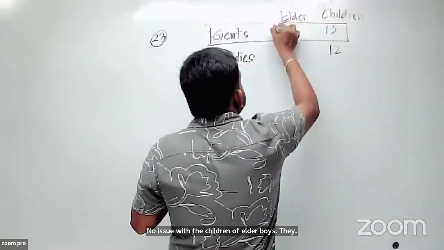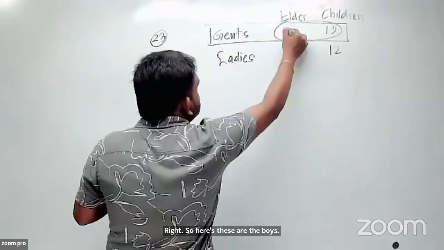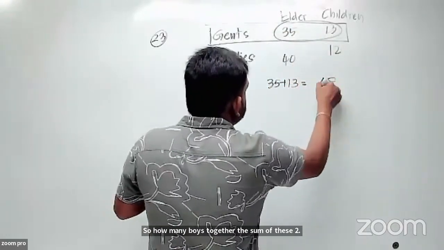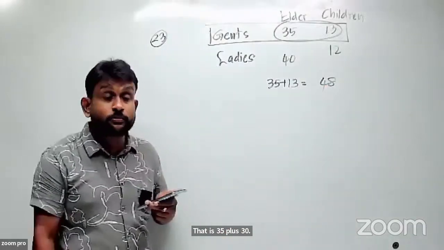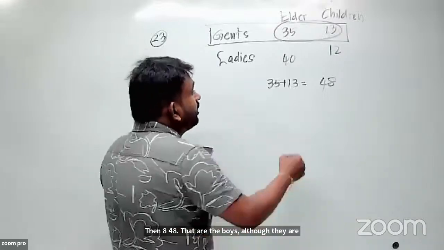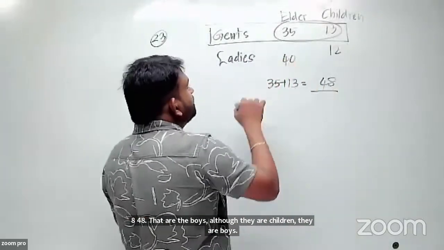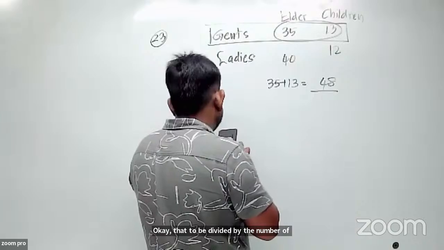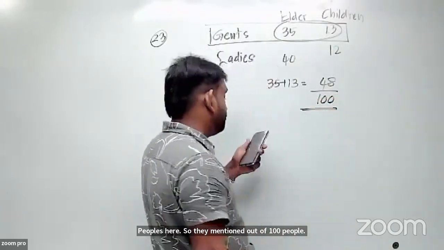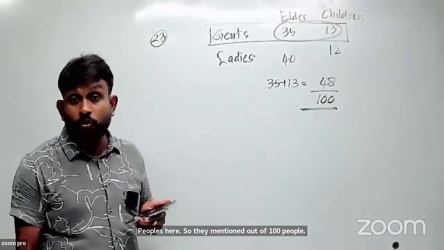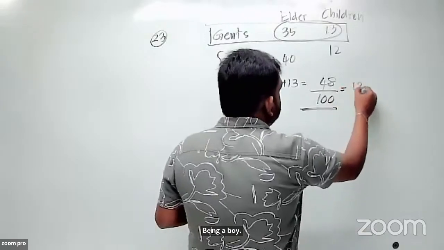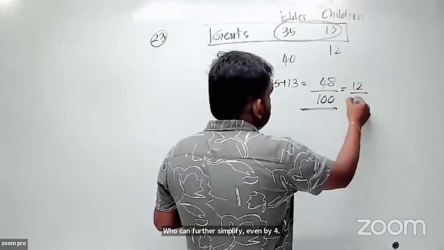So how many boys together? The sum of these two, that is 35 plus 13, which is 48. Those are the boys. Although they are elder and children, they are boys. That has to be divided by the number of people. They mention out of 100 people, so divide by 100. That is the probability: 48 upon 100. Being a boy, you can further simplify even by 4: 12 upon 25.